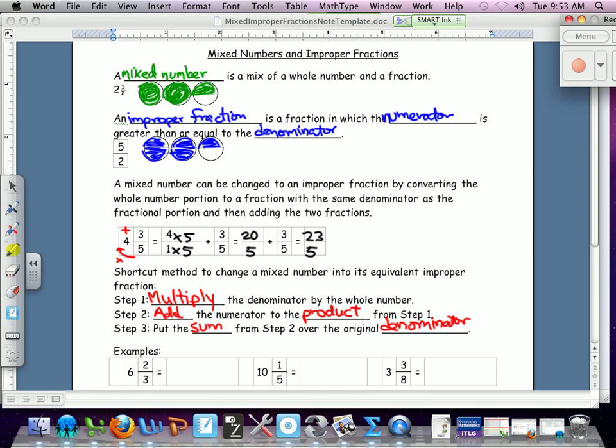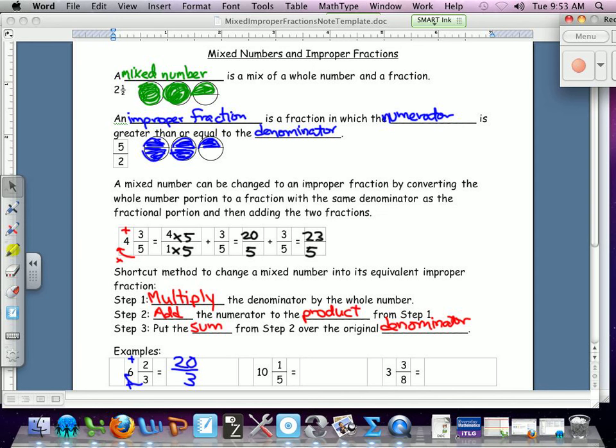Thirds. So 20 thirds. So again, I do 6 times 3 or 3 times 6, and that tells me I have 18 thirds or 18 pieces in the 6 wholes, plus the 2 that I had already gives me 20 pieces, and those pieces are the size of thirds.